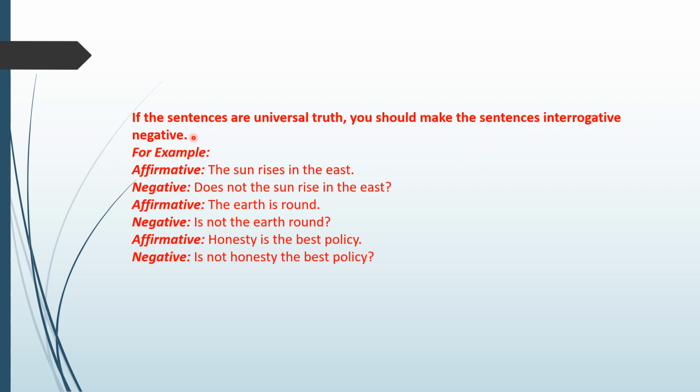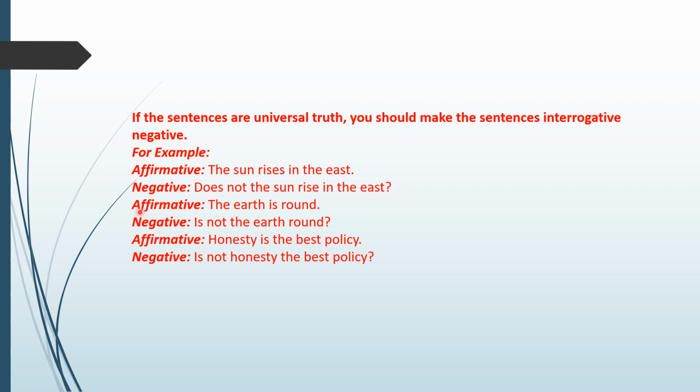Now, why is it an interrogative negative? Let's find out. If you refer to that video in which we learned about interchanging assertive to interrogative, it tells us that if there is no auxiliary, then we have to use do, does, or did. Now, why do or does? Because the tense is present. The sun rises in the east. Therefore, you will use do or does. So you will write it as: does not the sun rise in the east?